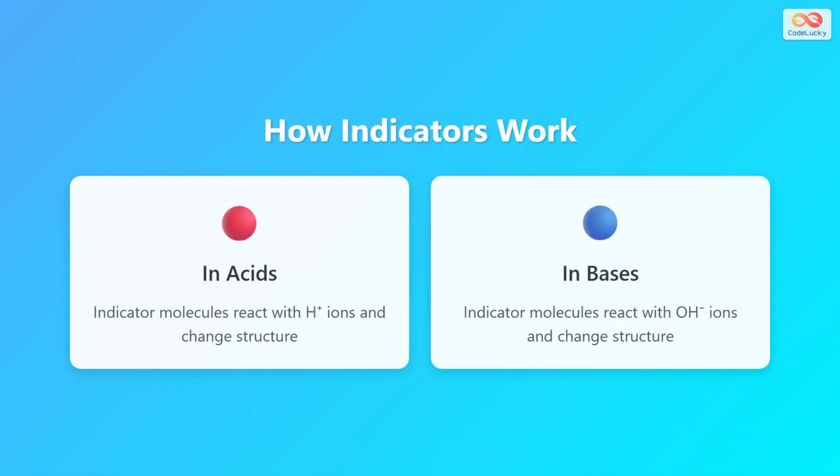How do indicators work? In acids, indicator molecules react with hydrogen ions, written as H+, and this reaction causes the molecules to change their structure. In bases, indicator molecules react with hydroxide ions, written as OH-, which also changes their molecular structure. These structural changes are what cause the visible color changes we observe.